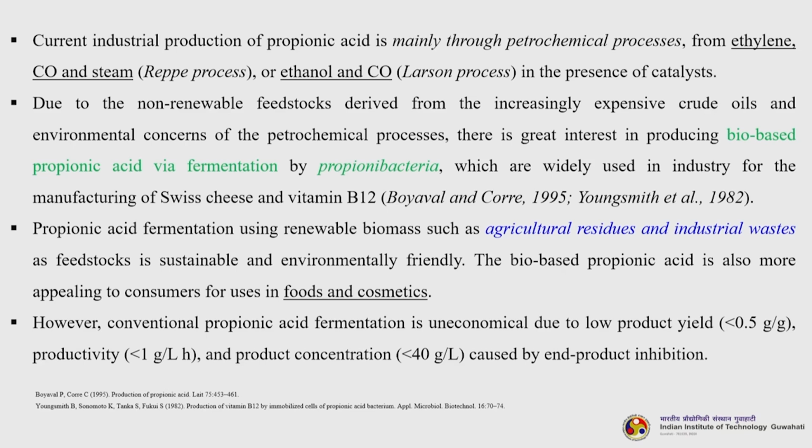However, conventional propionic acid fermentation is uneconomical due to the low productivity. The yield is very low, 0.5 grams per gram, and the productivity is also less than 1 gram per liter per hour, and product concentration is less than 40 grams per liter, caused by the end product inhibition.